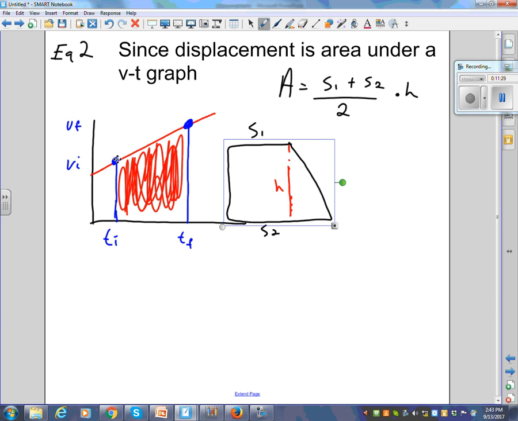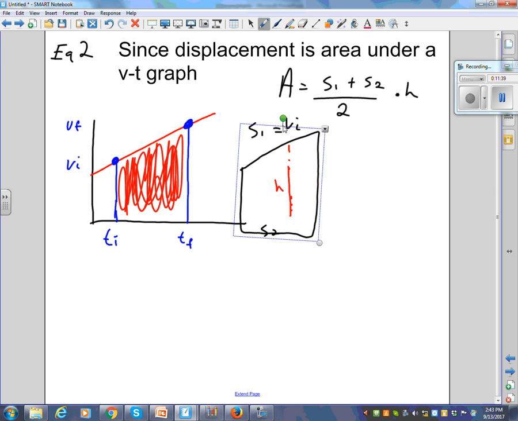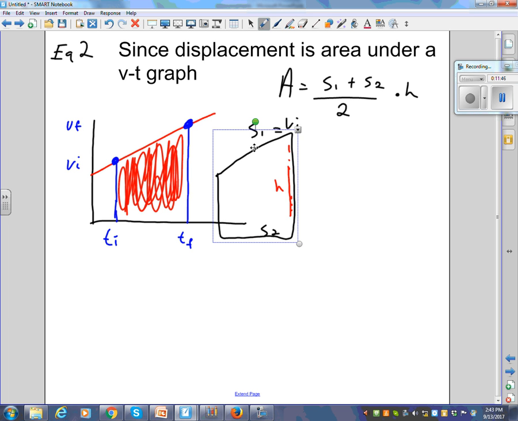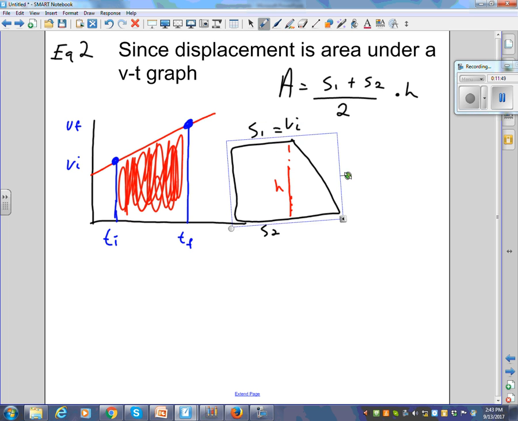Now that's that distance, so that is actually the VI. Right? This one here. That one there is the height, at VI. Rotate that back, which makes the S2 equal to the VF. Well done. And the H, the difference in times, which is known as delta T.